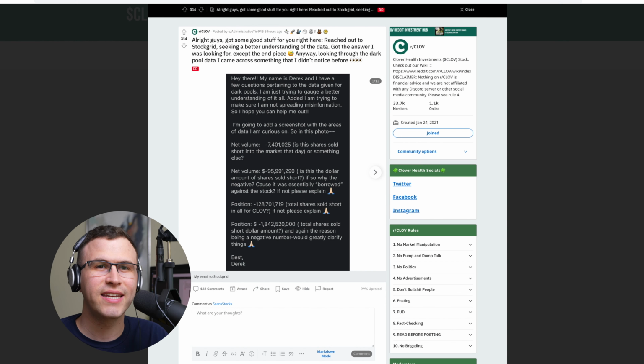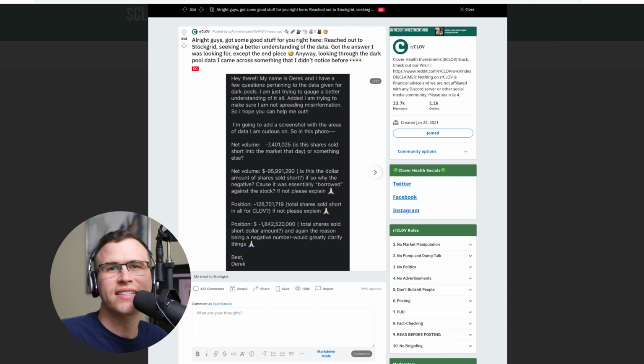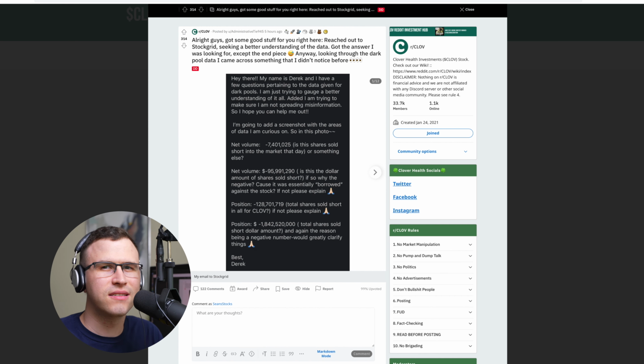So earlier in the day today, one of our fellow Redditors, Administrative Tie 945, posted that they reached out to the stockgrid.io people to get a better understanding of the dark pool data. So we are going to take a look at that page, but real quick, what is dark pool data?